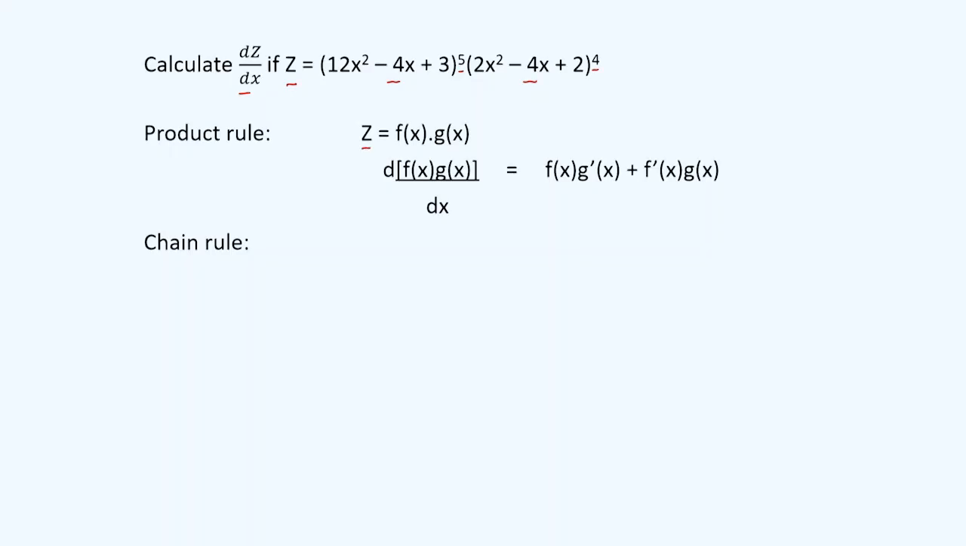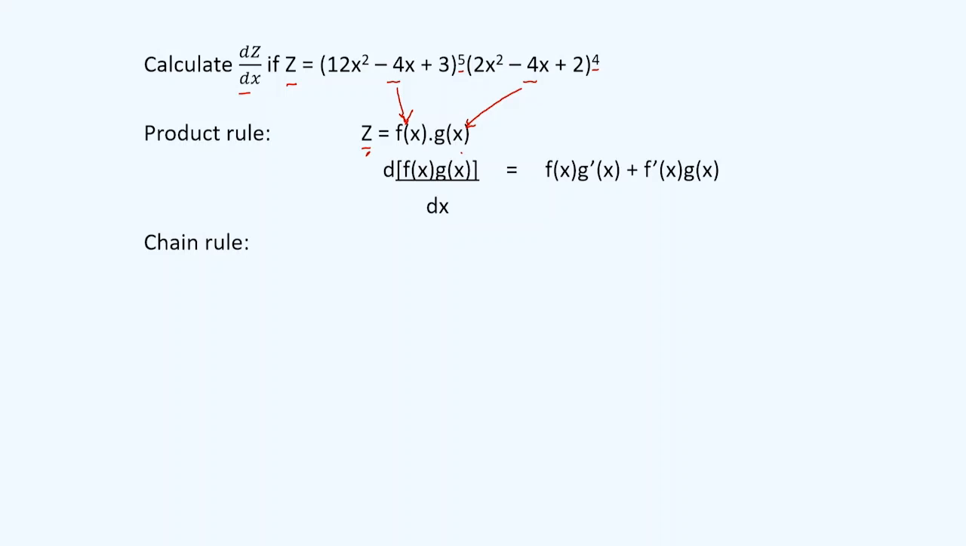So if we start with the product rule, and we've already said that z is a product of two functions, we're going to denote this first function as f of x and this second one as g of x. And then, following the product rule, if we want to differentiate z with respect to x, what we have to do is the following.